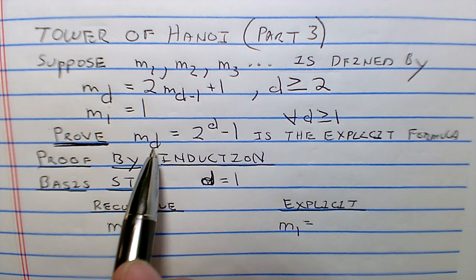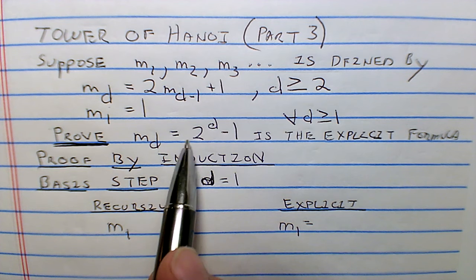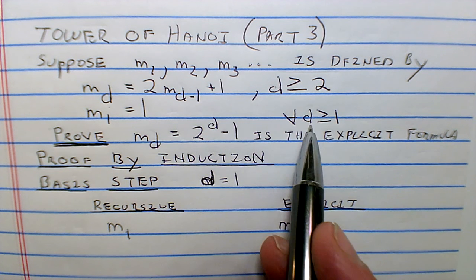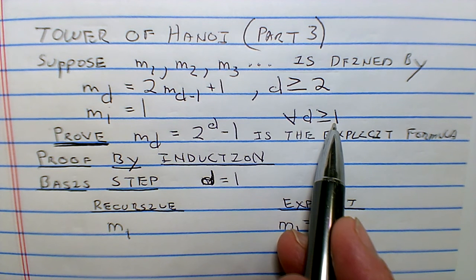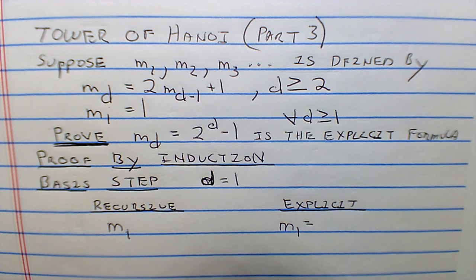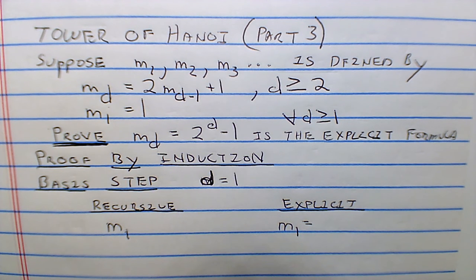What we want to prove is that this explicit formula, moves sub d is equal to 2 to the d minus 1, and that would be true for all of the d's that are greater than or equal to 1. We want to prove that that explicit formula works. We're going to do this proof by induction.